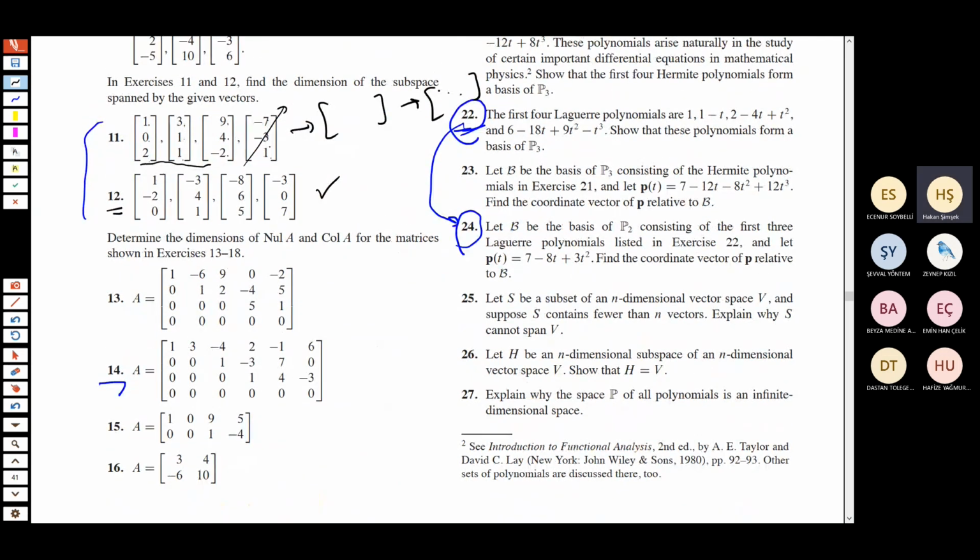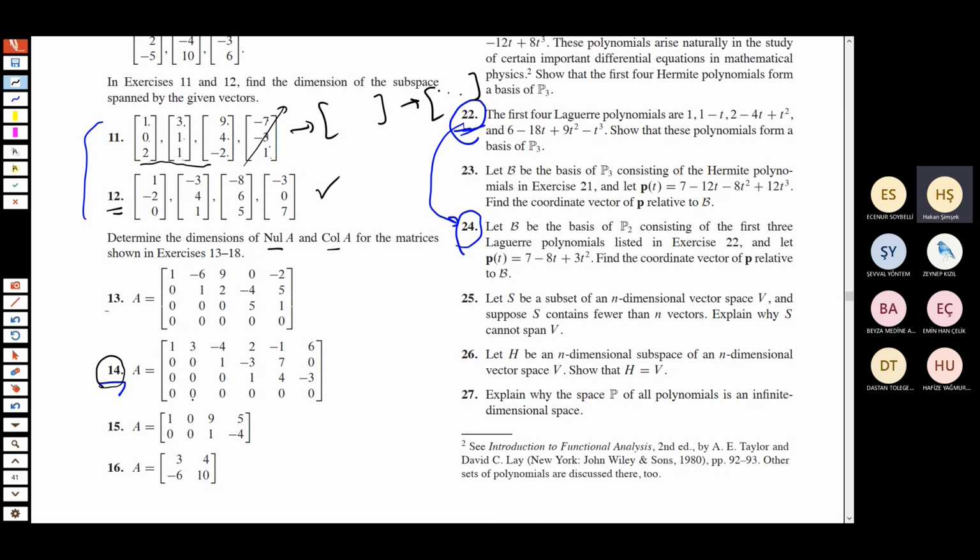For the next group, determine the dimensions of the null space and column space of the matrix A given here. So I will solve question 14. Similarly, you can solve the others. Please solve them yourselves to improve. Okay. You should solve more and more questions in mathematics to improve yourself. Actually, we did such a question during the lesson also.